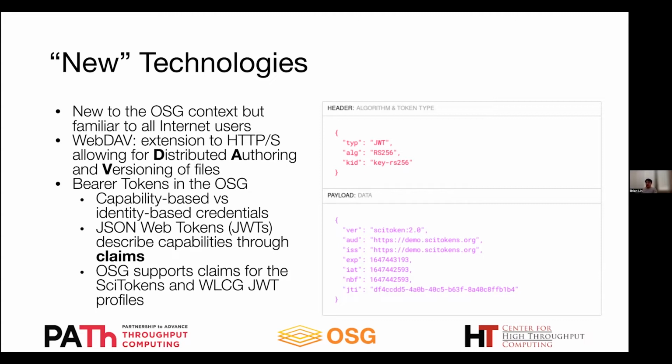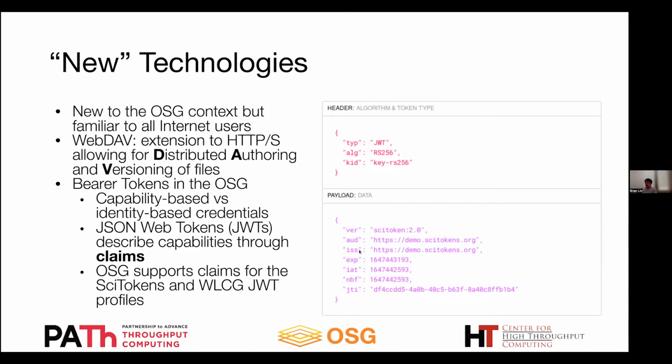whatnot. These bearer tokens are based on JSON Web Tokens, JWTs, or JOTs. And they describe their capabilities through various claims. And there are different profiles that define what these different claims are. And so you'll see on the right that there are various claims in this token. There is a version claim saying this is a SciTokens token. Oh, and also the OSG will support claims for the SciTokens and the WLCG JWT profiles.